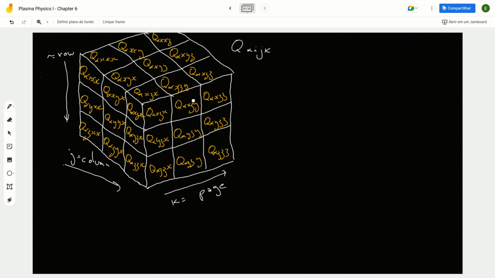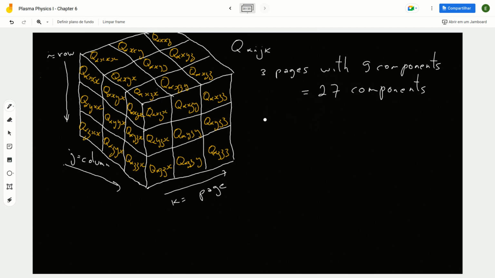In this case, we have 3 pages with 9 components each, right? With a total of 27 components. That's how many you have in this tensor.